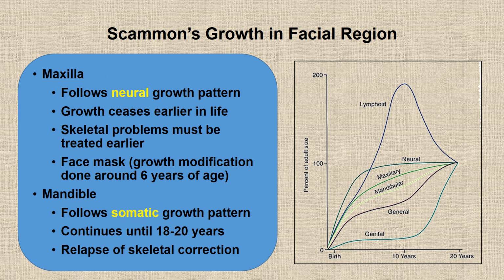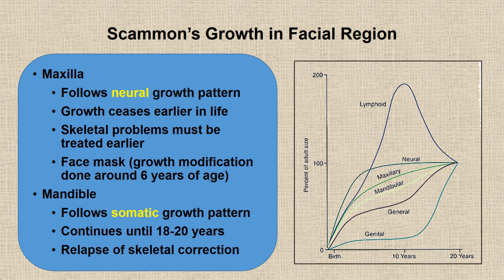Now, if we apply Scammon's growth to the facial region, the maxilla tends to follow a neural growth pattern, and growth ceases earlier in life. So this means that the skeletal problems in the maxilla have to be treated earlier. For example, the use of a face mask for growth modification must be done around 6 years of age.